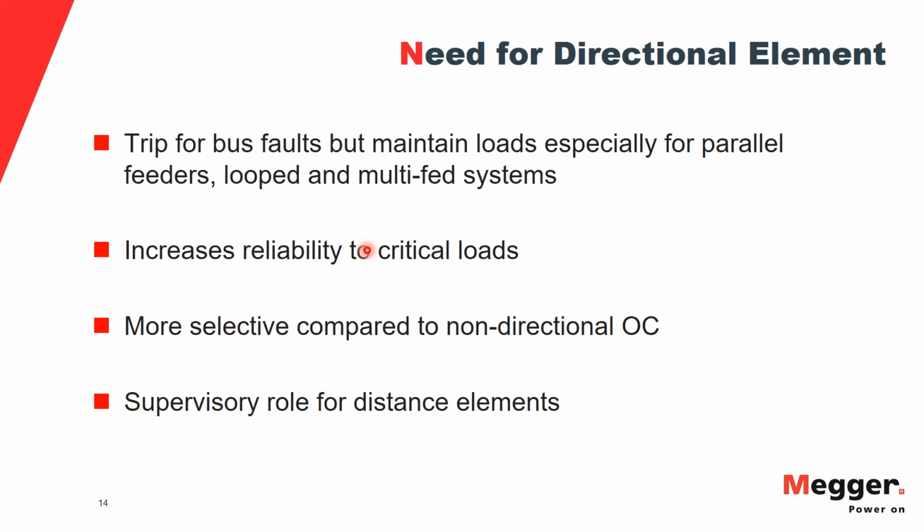So I can have this directional element supervise my distance element, meaning if there is a reverse fault and my distance element is only looking in the forward direction, the 67 element will not give a permissive to your 21 to trip. So for a reverse fault, I will not trip, but the remote relay for the 21 might be able to see and trip it. So it also acts as a supervisory for distance.